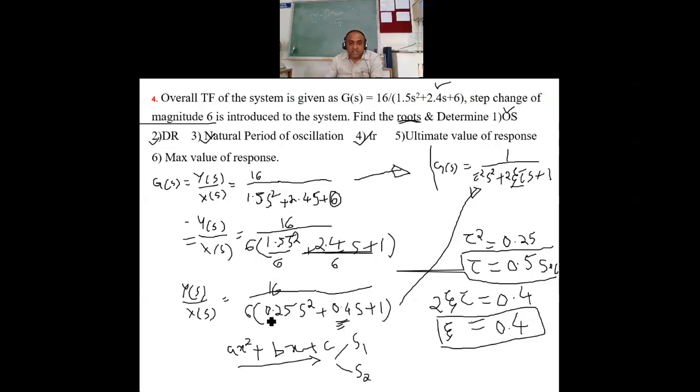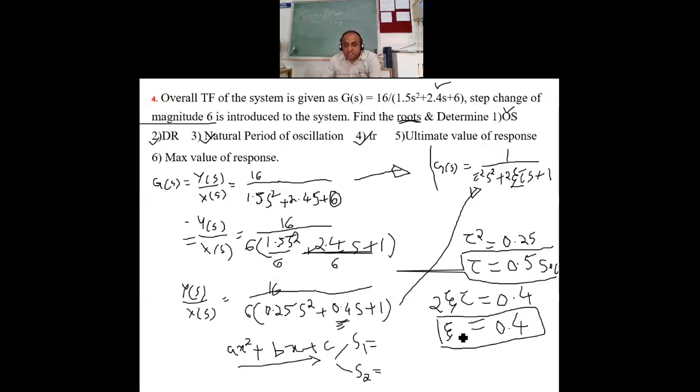Where there is a, substitute 0.25, where there is b, substitute 0.4, where there is c, substitute 1. And you know the formula for quadratic: minus b plus or minus square root of b square minus 4ac, divided by 2a. Use the standard formula, try to find the roots. I'm not going to solve that.